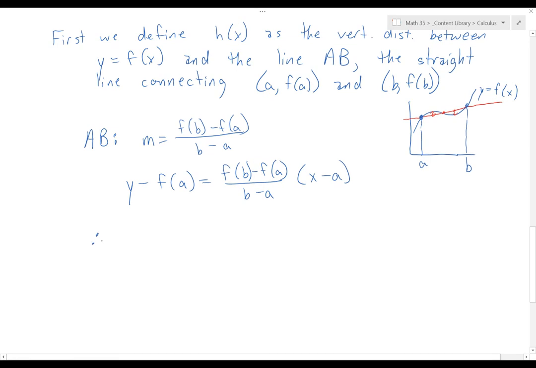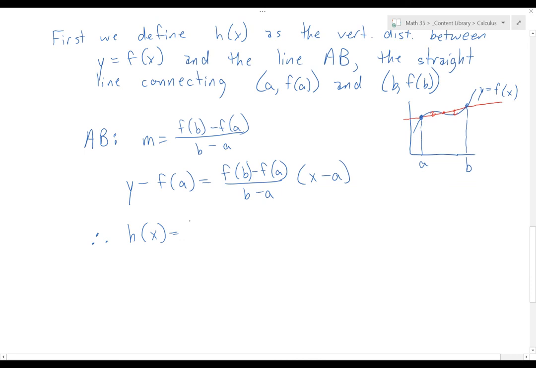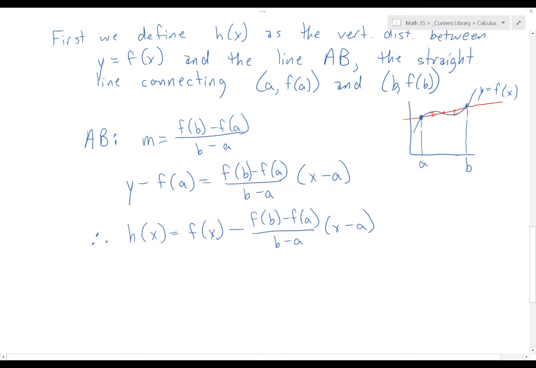So what that means, h of x is therefore equal to the y value of h of x. H of x is a vertical distance, so it's the y value of f of x, which is just f of x, minus the y value of line AB, which is f at b minus f at a over b minus a times x minus a, minus f at a.